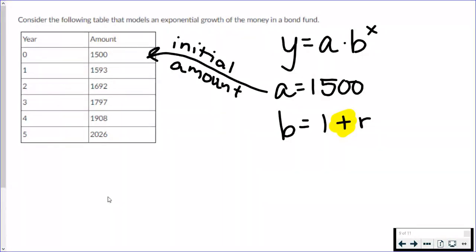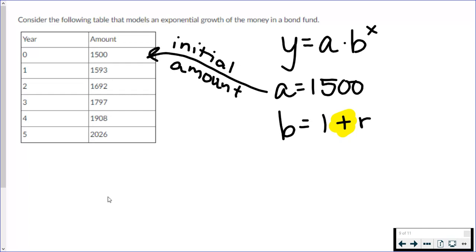It is very important that you use a plus sign here because we are increasing from 1,500 to 1,593. The amount of money is going up. If the amount of money was decreasing, we would have to use a minus sign. But in my previous video, I found that it was increasing by a rate of 6.2%. So that's number one. You need to make sure you're doing 1 plus or 1 minus the rate.